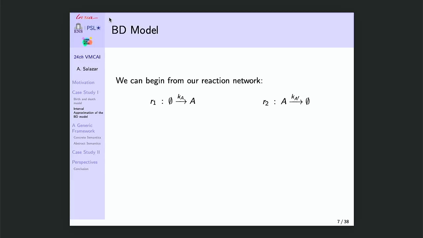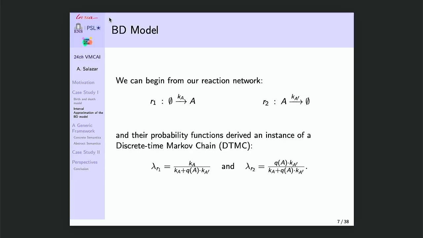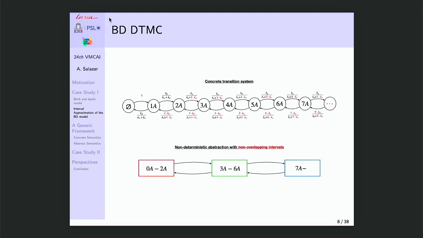So from this reaction network, we can derive probability functions. So we can define a discrete time Markov chain. The way that you derive these probability functions is that you take the propensity of one reaction and you divide it by the propensity of all the reactions in the reaction system. So here we have 2. After which you can imagine the concrete transition system as a one-dimensional line.